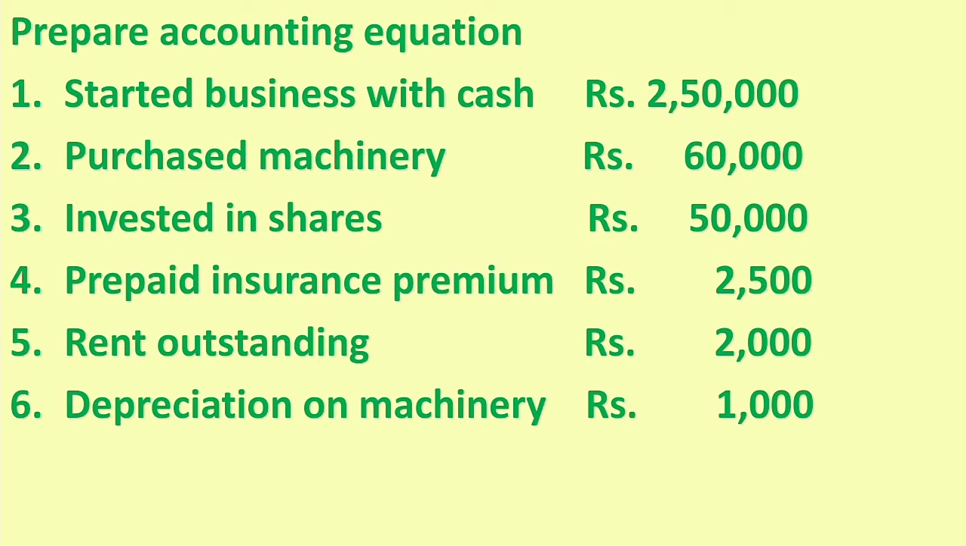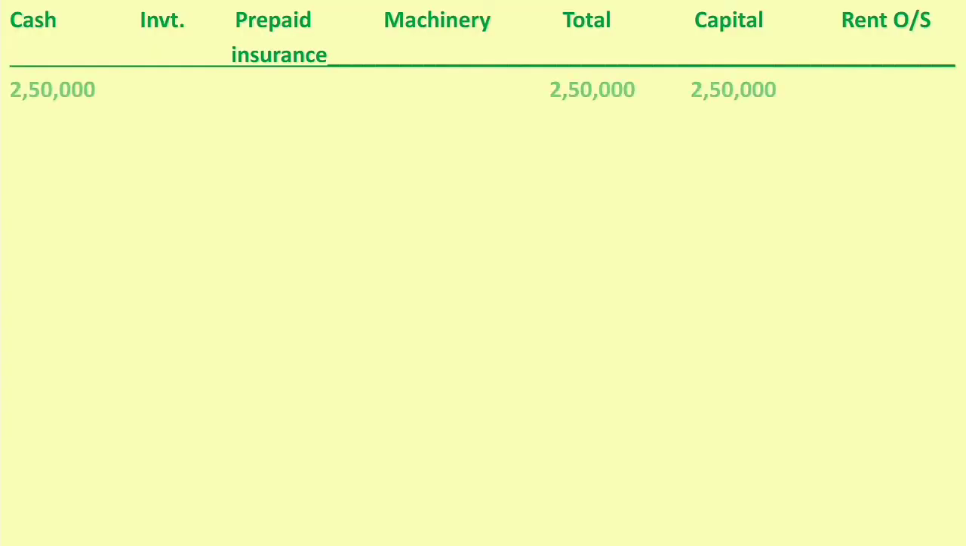The proprietor invested 2,50,000 cash in the business and the cash balance of the business increased. So we can write 2,50,000 in the cash column and it is the capital invested by the proprietor. Here the capital also increased. So we can write 2,50,000 in the cash column and 2,50,000 in the capital column also. Okay. And the second one, purchased machinery rupees 60,000.